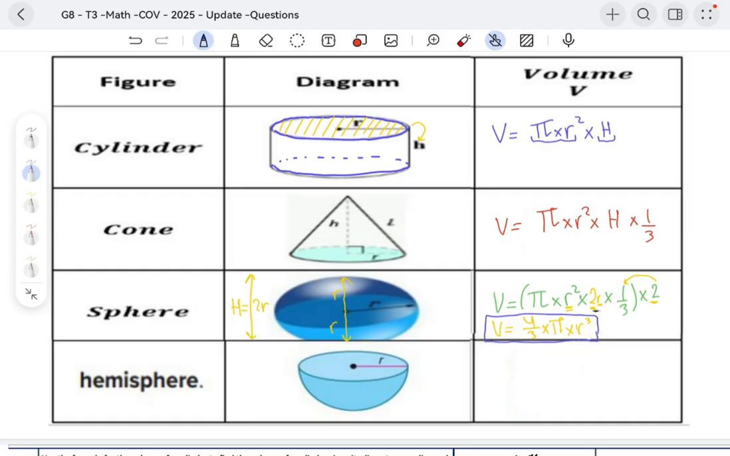Now for the hemisphere, the volume of the hemisphere is half the volume of the sphere. So the volume equals 4/3 times pi times the radius cubed. This is the volume for the whole sphere. If we have a hemisphere, we're going to multiply this by 1/2. Now you can simplify. Divide by 2 gives us 1. Divide by 2 gives us 2. Now the formula will be: the volume for the hemisphere is 2/3 pi times the radius cubed. This is the final formula that we're going to use to find the volume for the hemisphere.